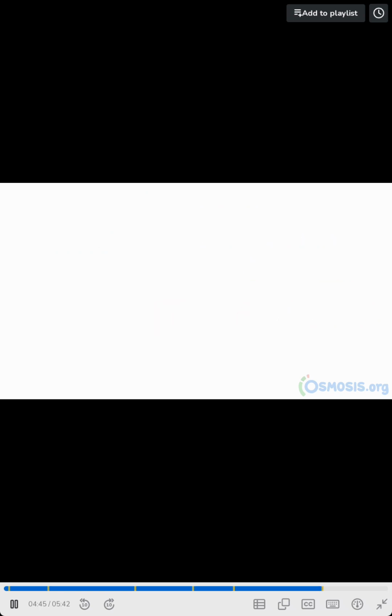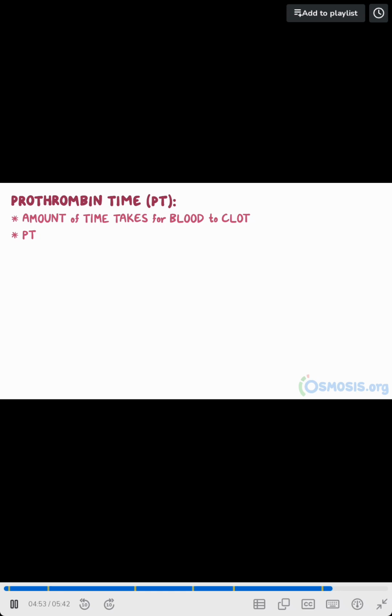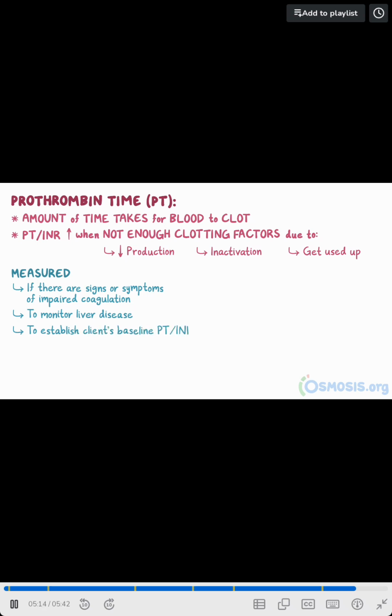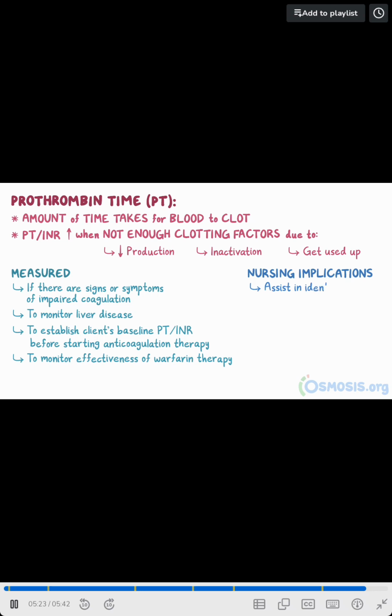Alright, as a quick recap, prothrombin time, or PT, is the amount of time it takes for blood to clot. PT is commonly reported alongside the international normalized ratio, or INR. PT-INR results can increase when there aren't enough clotting factors, which can happen due to reduced production, inactivation, or if the clotting factors get used up. PT-INR is typically measured if there are signs or symptoms of impaired coagulation, to monitor liver disease, to establish the client's baseline PT-INR before starting anticoagulation therapy, and to monitor the effectiveness of warfarin therapy. Nursing implications include assisting in identifying and addressing the underlying cause and monitoring for complications.